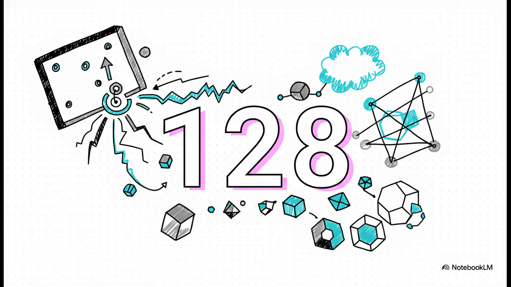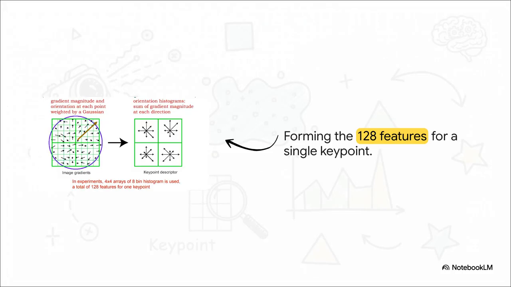Once SIFT finds a good key point and figures out its orientation, it has to describe it so it can be recognized later. And the sheer data depth here is just wild. Every single individual key point is ultimately described by a 128-dimensional vector. We aren't just talking x and y coordinates here, we're talking 128 distinct dimensions of data for one single tiny speck on an image. And here is exactly how we get that massive number.